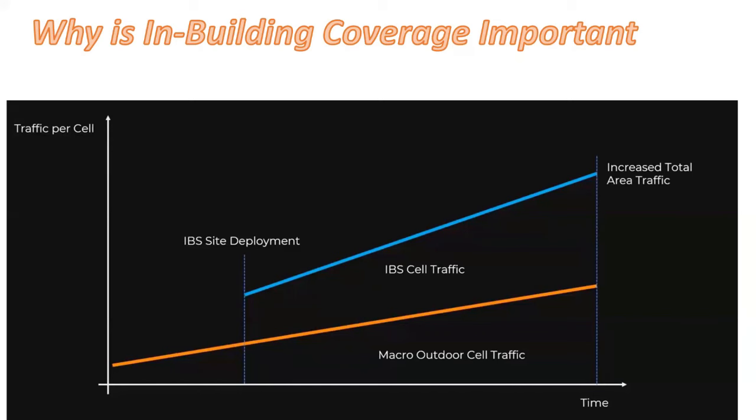You can see that when there is no IBS site and we have only macro, traffic increases from here to here like this, and we have this much traffic at this particular moment when we don't have IBS. But the moment we put in IBS, our traffic increases from this point to this point, right? In the end, as time goes on, our traffic increased like this. Earlier we had up to this point and then it increased to this point. In the graph, it looks like our traffic increased 2 to 3 times compared to the macro outdoor cell when we install our IBS cell site, right?